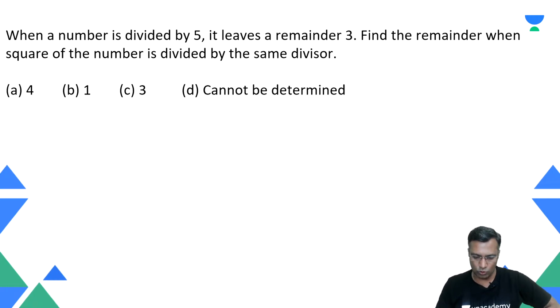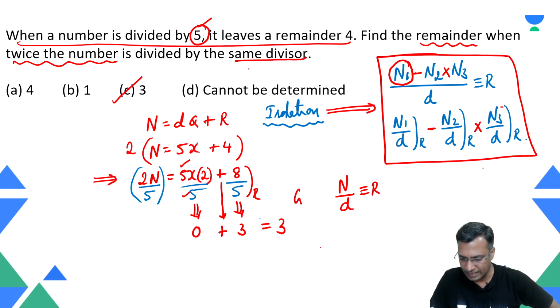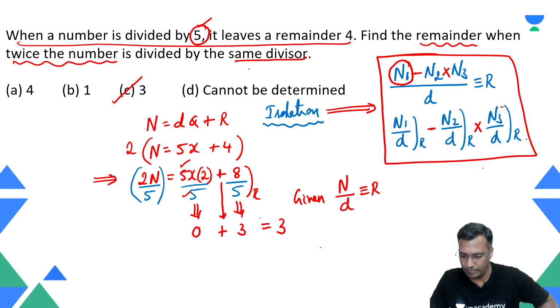When a number, how do I put this in perspective? You can remember it like this. When a number is divided by a divisor, if it leaves r as the remainder, you can say that when k times the number is divided by the same divisor, it leaves k times r as the remainder.